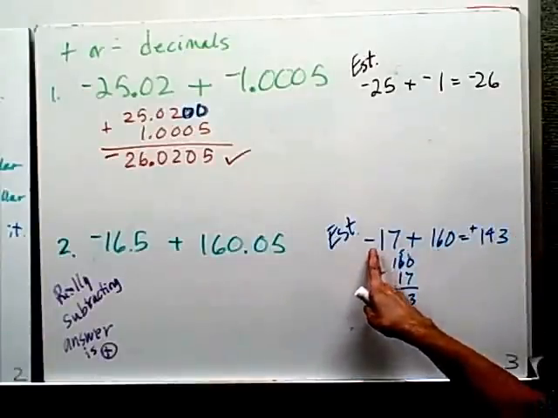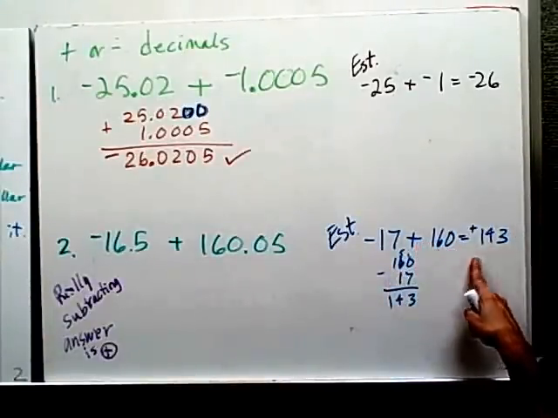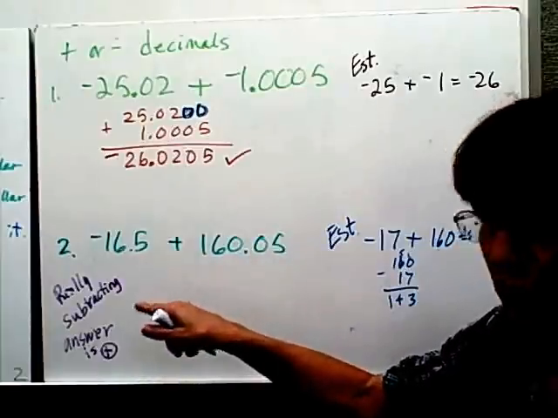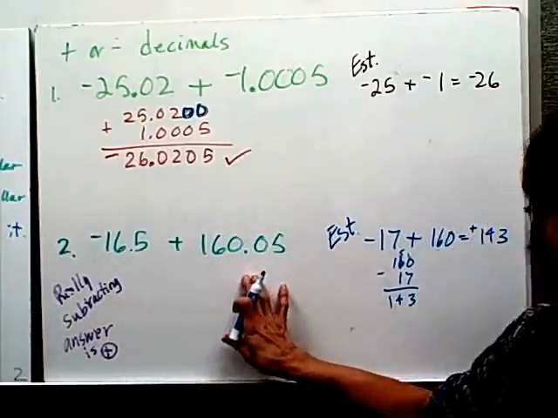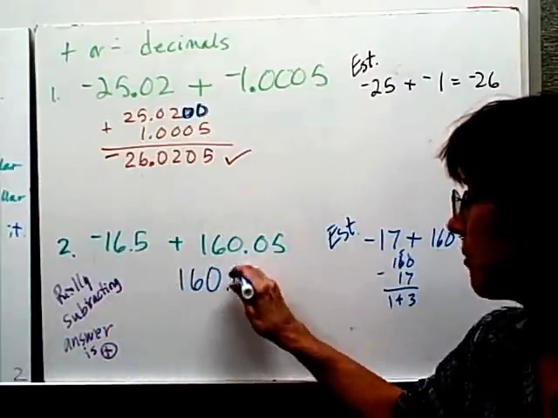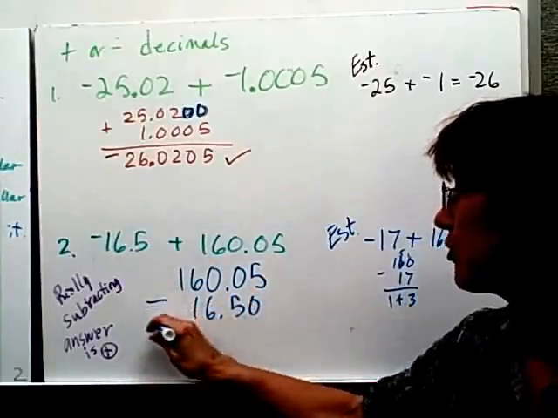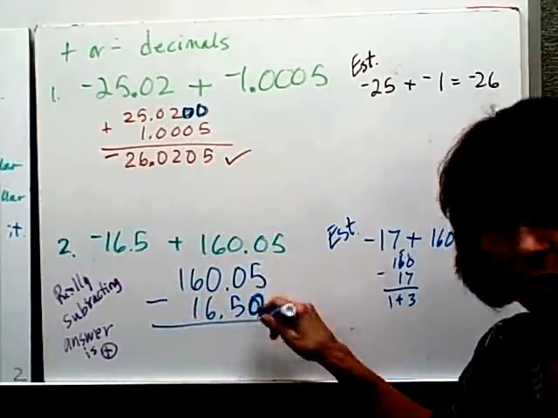I'm going to estimate first, so -17 plus 160 is going to give me about 143. So when I actually do it, I thought I'd go ahead and do it. Now when I do it, I know I have to subtract. I'm going to put the bigger number on top, and then I subtract the 16.5. And you line up your decimals, so I'm going to put a 0 there to hold that place.